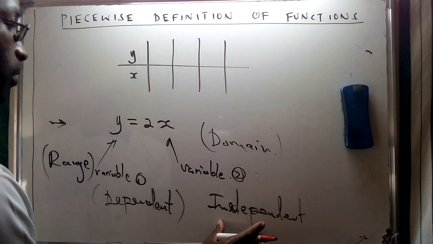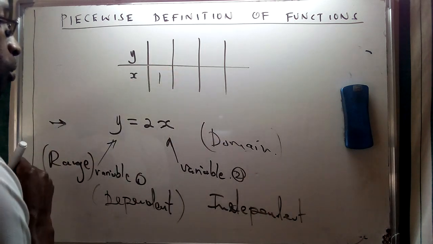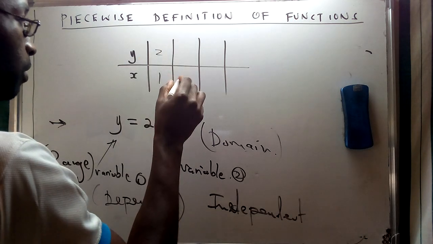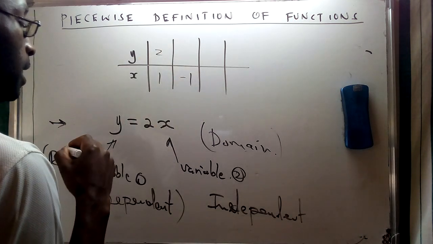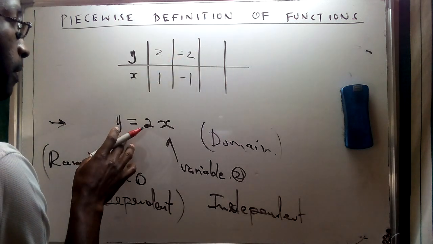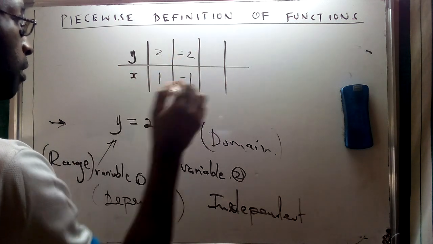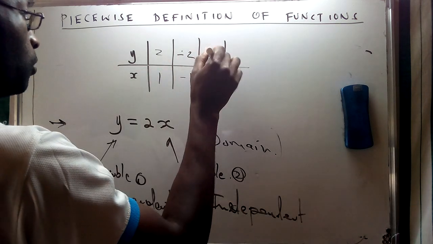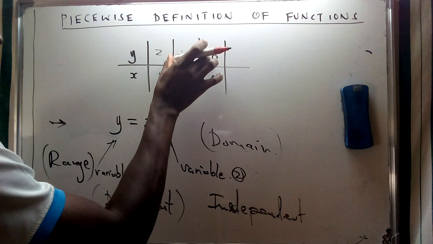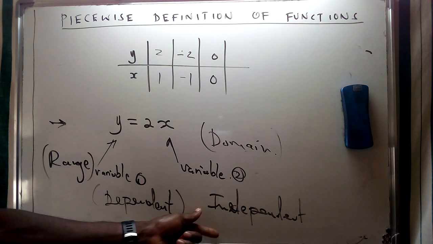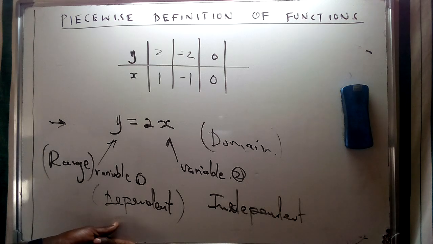So if I assign values for x equivalent to 1, the value of y is going to be 2. If x is equivalent to negative 1, then the value of y is going to be negative 2. If x is equivalent to 0, then y is going to be equivalent to 0 as well. So the independent variable is going to dictate what value is going to be assigned in this specific case.